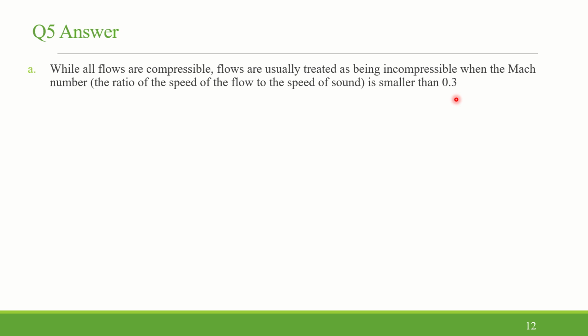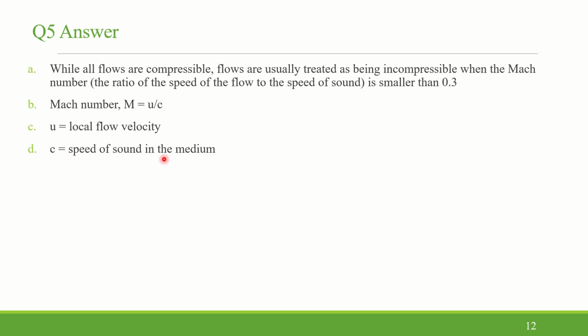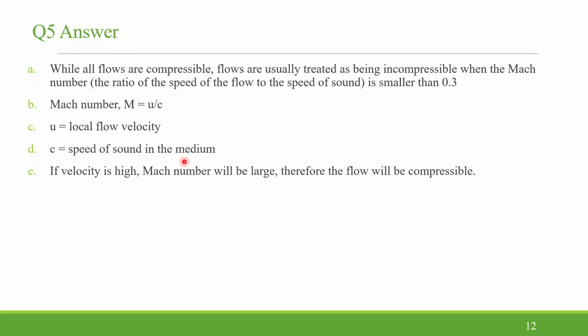Mach number is the ratio of the speed of the flow to the speed of sound in that particular medium. It is defined as U by C, where U is the local flow velocity and C is the speed of sound in the medium. If velocity is high, the Mach number will be large, therefore the flow will be compressible. If velocity is low, the Mach number will be low, so the flow can be incompressible. Now we will go to question 6.